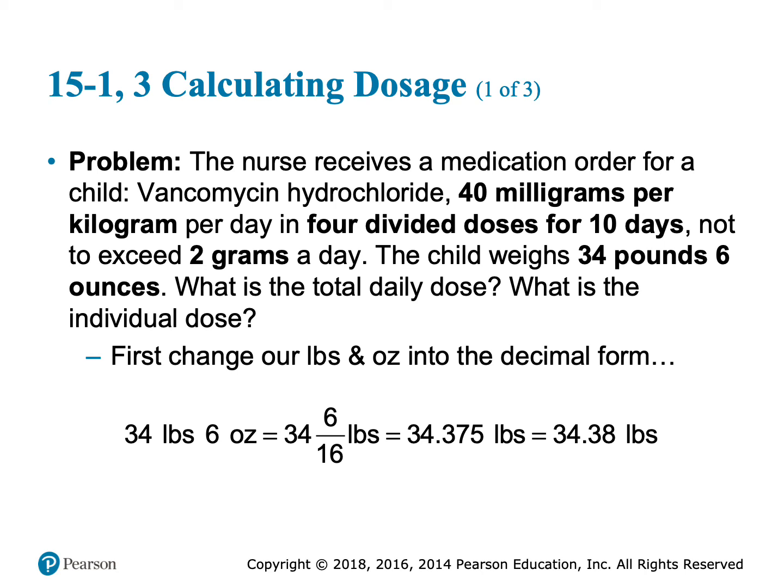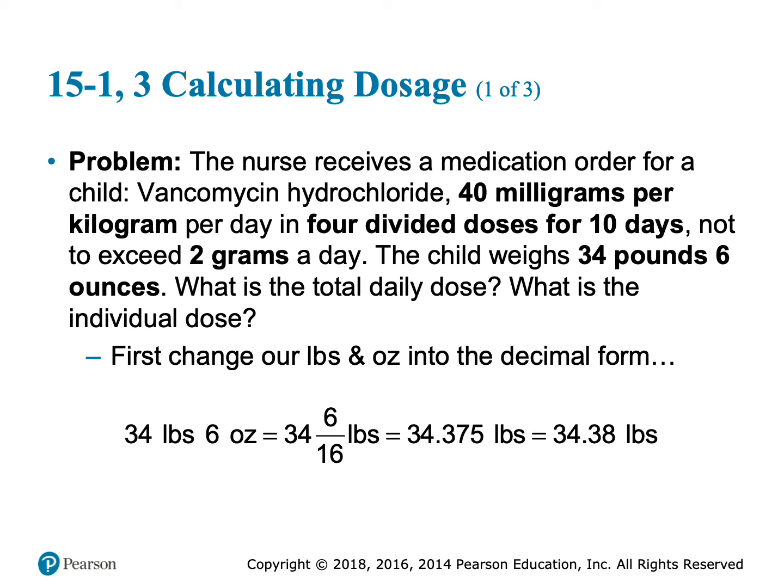So let's look at this problem. The nurse receives a medication order for a child: vancomycin hydrochloride, 40 milligrams per kilogram per day in 4 divided doses for 10 days, and it's not to exceed 2 grams per day. The child weighs 34 pounds 6 ounces, and they want us to find the total daily dose and the individual dose.